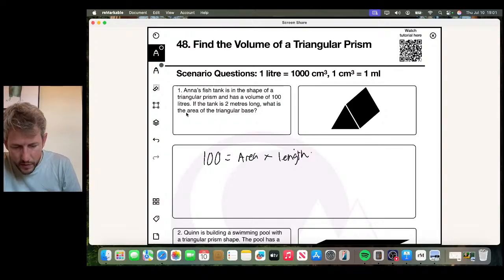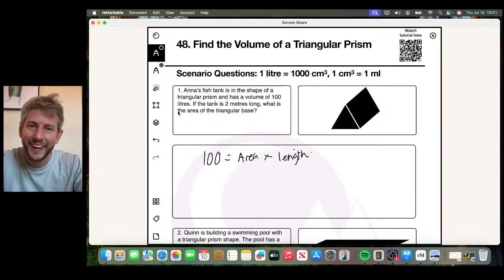Okay, so, oh, this is tricky. Oh, there's loads of things to consider. Right, so scenario questions. 1 litre equals 1,000 centimetres cubed. 1 centimetre cubed equals 1 millilitre. Okay, right. So what we have here is 100 litres, and this is in metres.